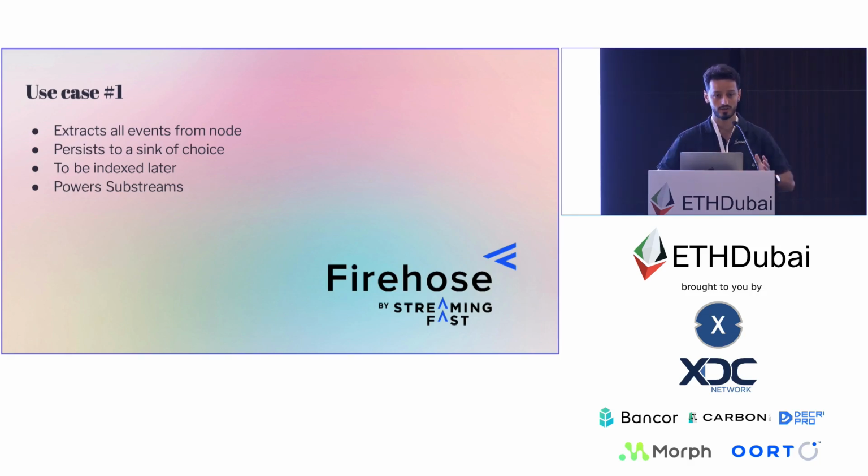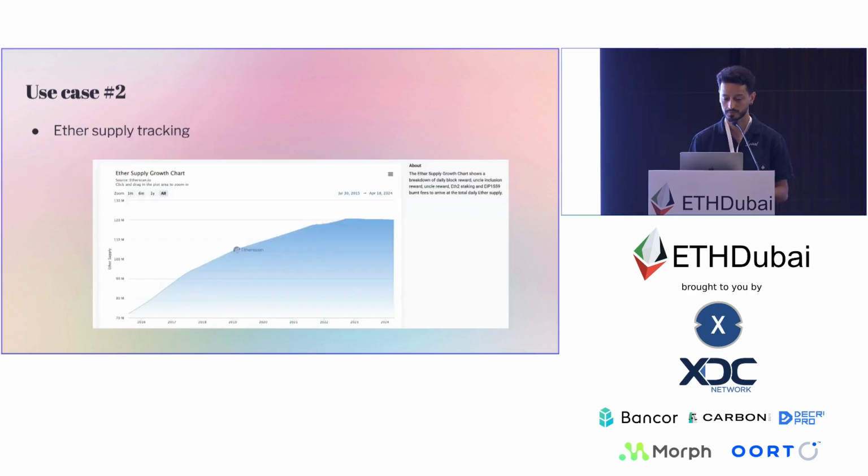Firehose powers Substreams. And Substreams is, if you've used The Graph, some of the data for the subgraphs comes from Substreams. So these guys were maintaining a fork of Geth for a long time, and this was a sensitive fork because it touched a lot of parts of the code. And now they just have a plugin. It's one file, and they add it to Geth, and it powers Firehose.